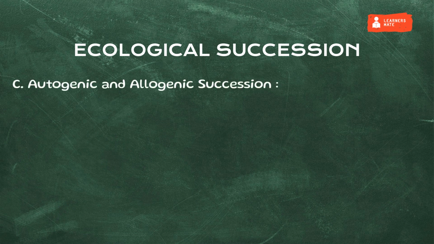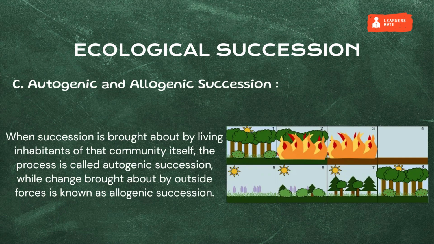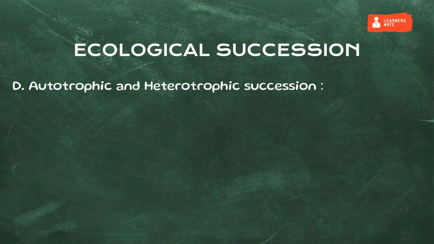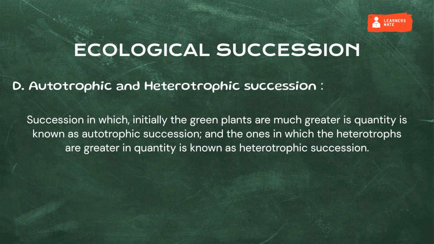Autogenic and allogenic succession. When succession is brought about by living inhabitants of that community itself, this process is called autogenic succession, while change brought about by an outside force is known as allogenic succession. Autotrophic and heterotrophic succession. Succession in which initially the green plants are much greater in quantity is known as autotrophic succession, and the one in which the heterotrophs are greater in quantity is known as heterotrophic succession.